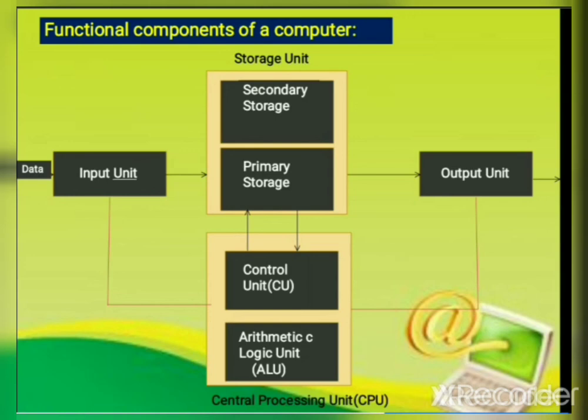Through the output devices, we can see the result on the output screen. There are different output devices: monitor, printer, speaker, projector. Through these output devices, we can see the result in the output unit.